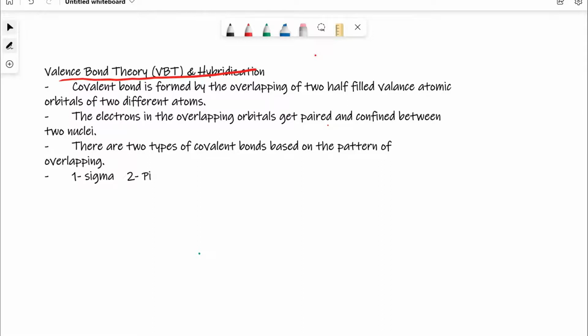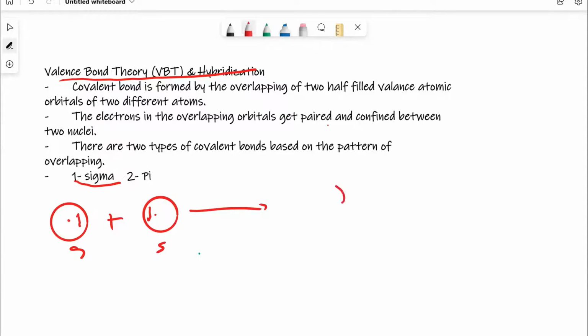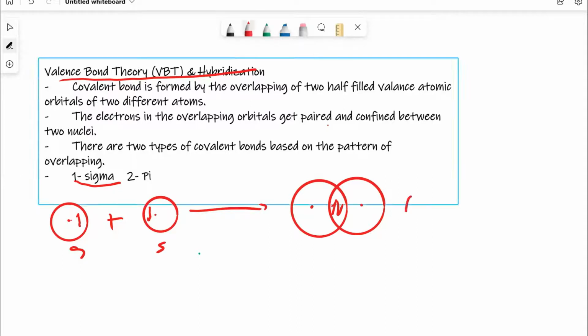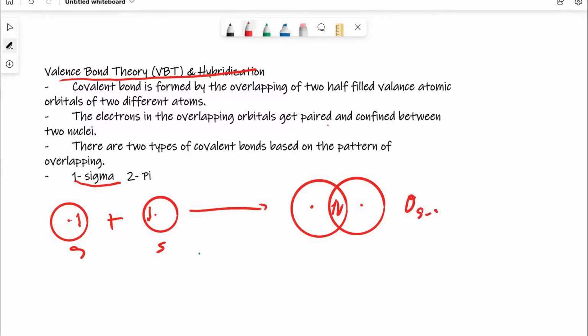If you look at, for example, s and s, let's talk about the sigma. In sigma, we call it the internuclear axis. Here, see 2s orbitals coming together, and remember you have an electron here and an electron there coming together for the electrons to get paired. Because this is the direction of the internuclear axis, we call this head to head. This is sigma, s and s.